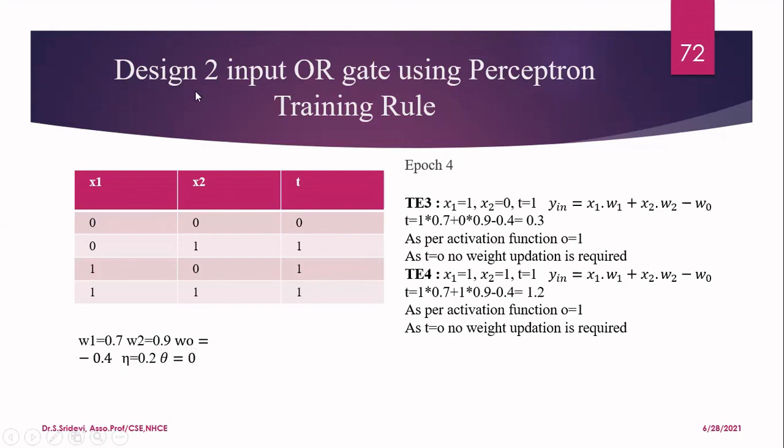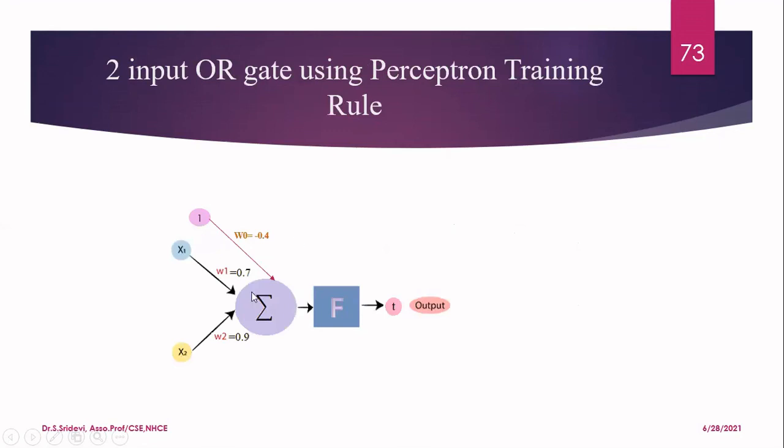So, our question is, we have to design the 2-input OR gate using the perceptron training rule. You have to now draw the design. So, in the design, since we have a 2-input gate, we are writing x1 and x2. For x1, you are associating the weight W1. From the previous slide, we have learned that W1 is 0.7. And for x2, associate the weight W2, that is 0.9. And for the bias, we are writing the weight as minus 0.4. Okay, so this is the design of the 2-input OR gate using a single perceptron.